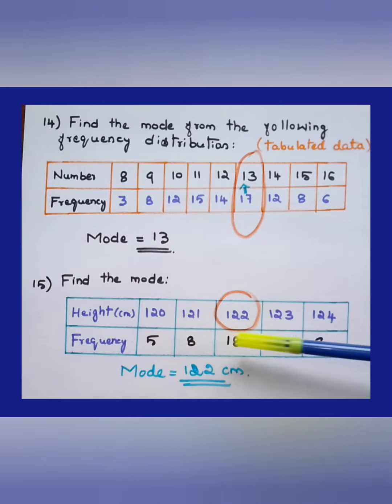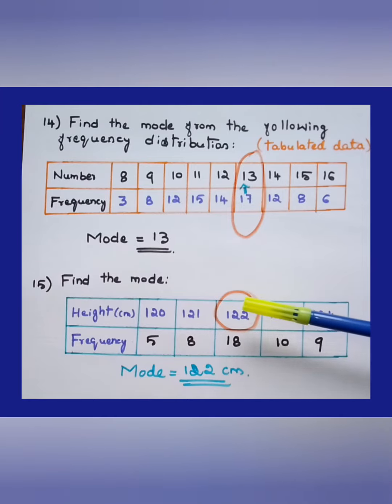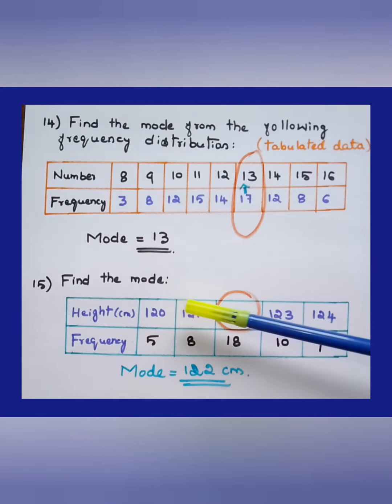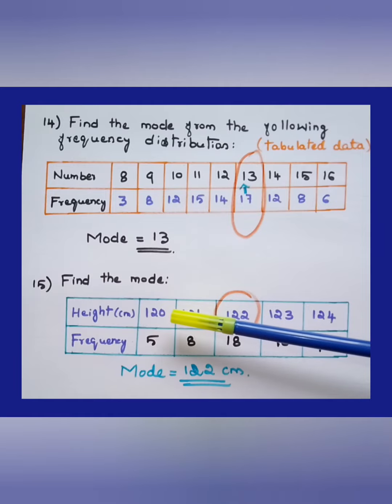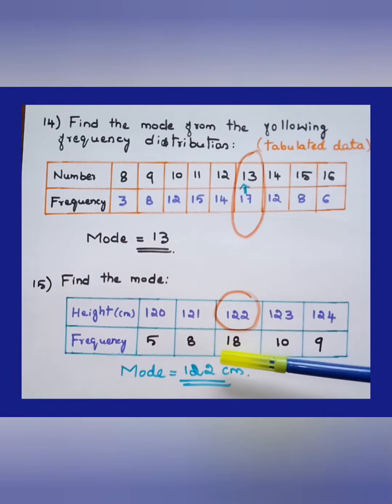Some heights are given, frequency is given. Don't bother about all this. Look for the highest frequency, which is 18. For which element is it 18 times? 122. This 122 is given in some measurements, so it is centimeter or meter. If it is given, you can write. Okay, it is given in centimeter. So write mode is equal to 122 centimeter. That's all.